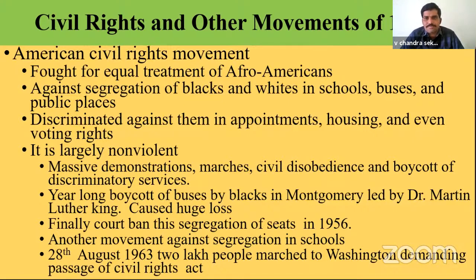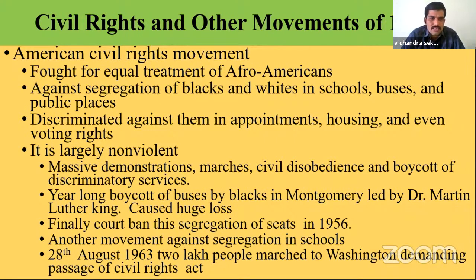So they started asking for their rights. So here is the basic reason for the civil rights movement in America. There is discrimination between blacks and whites. The black people who were discriminated against in all types of facilities or opportunities started a movement against white people. They fought for equal treatment of Afro-Americans. Afro-American means the American people who have origin in Africa.